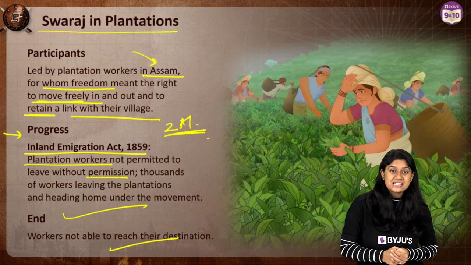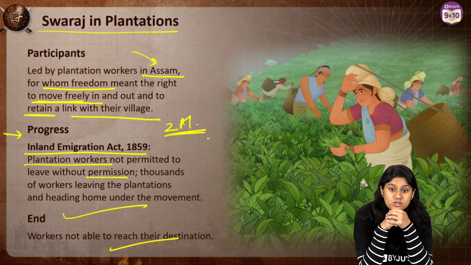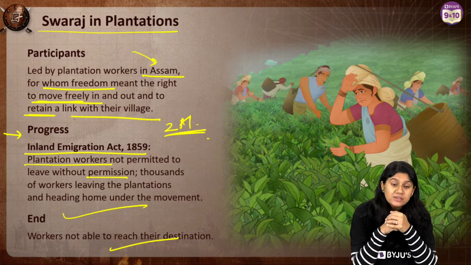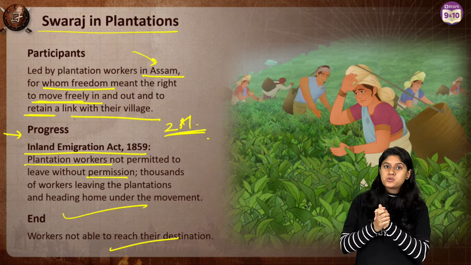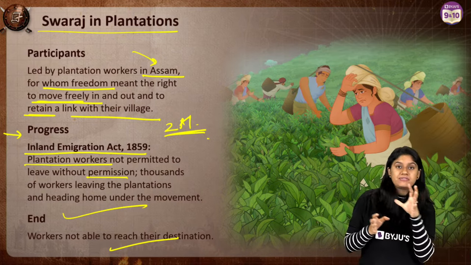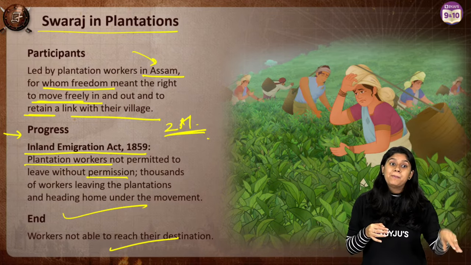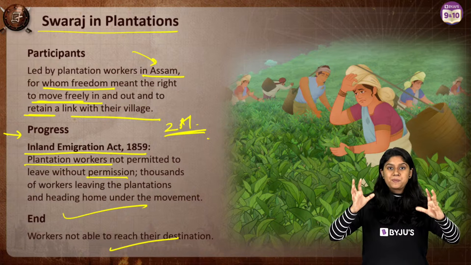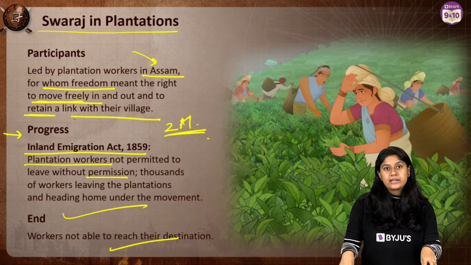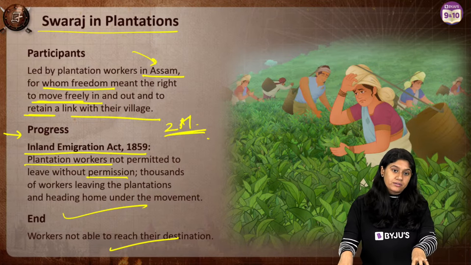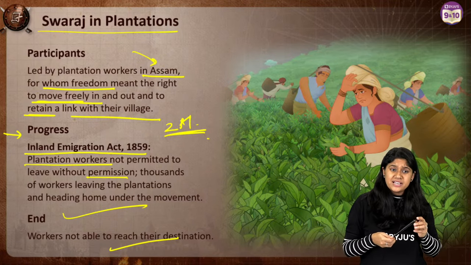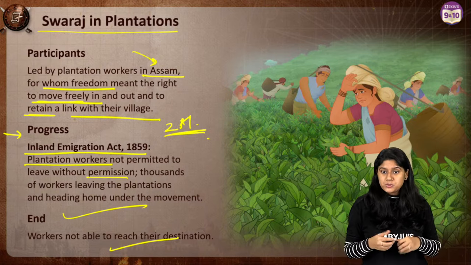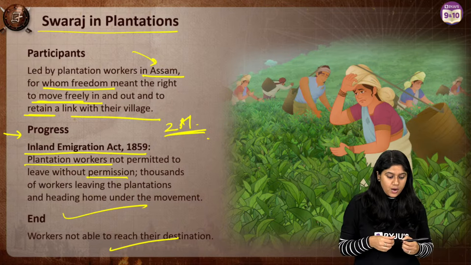Yes, they never reached their destination. So ma'am, what was the result of it? So there was no result of it. For this particular movement, that is the information which was given. I'm sure few of them definitely came back, few of them reached their places. But if you look at a larger perspective, still people were working in the plantation, right? They did not get the freedom that they were looking for. Everyone, are we clear? Yes, they never reached their destination because they were caught in between.